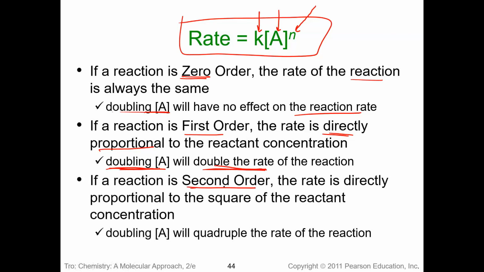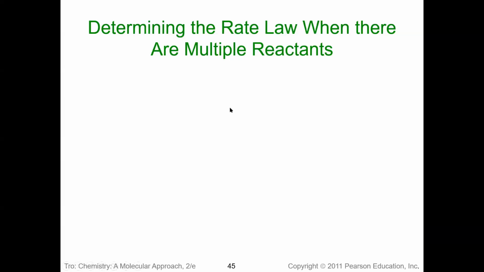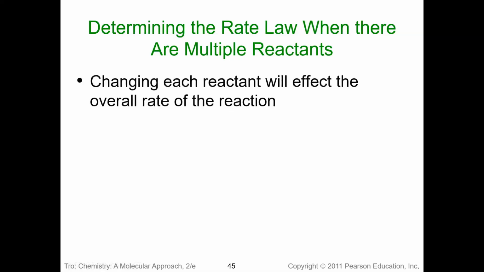A second order reaction, the rate is directly proportional to the square. So if we double A, we quadruple, we double this, this goes up by 4. I always tell people this is one of those star highlight things. Until you get used to these things, star highlight this one because you're going to come back to it a bunch. Okay, so now what if there's multiple reactants, which pretty much there always is.